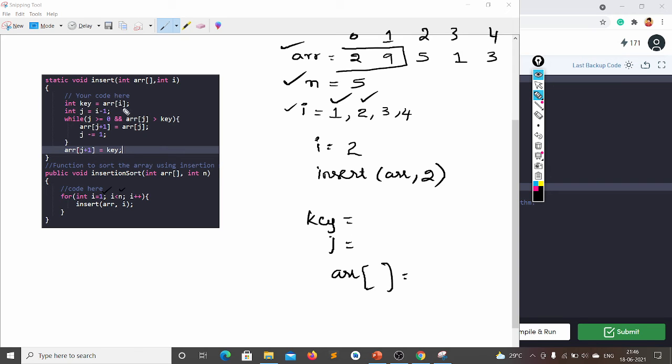Key is nothing but array of i. What is i here? 2. So that is array of i. Array of 2 means 5. And my j will be 2 minus 1, that is 1.